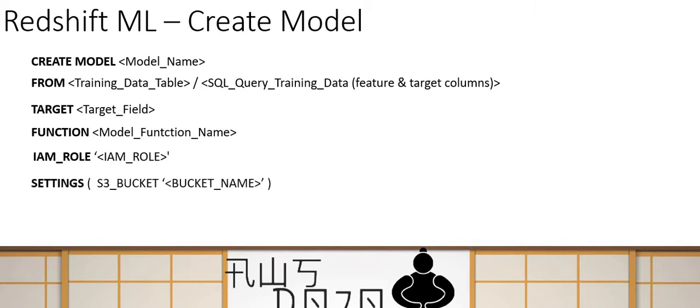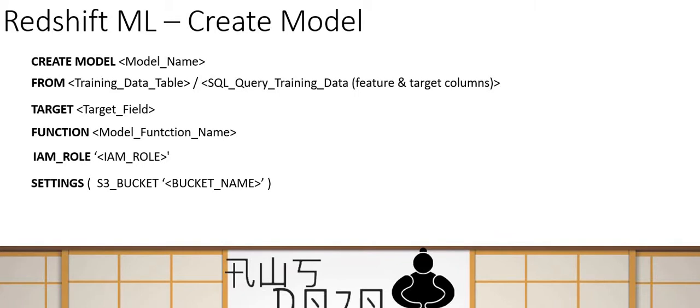And then Redshift also uses an S3 bucket internally. You don't need to worry about it. You just need to create a bucket for all these training purposes. So you need to provide a bucket name here, the bucket which the Redshift cluster will use behind the scenes with SageMaker for all these training and prediction purposes. So this is the SQL query you have to run inside a Redshift cluster in order to start training your model.